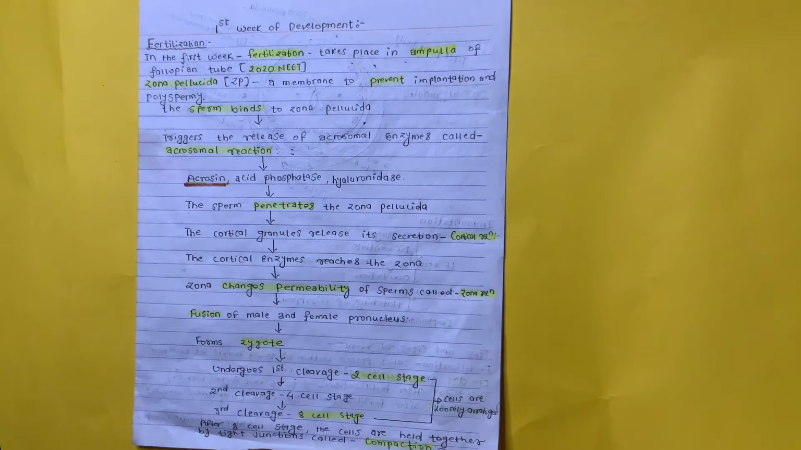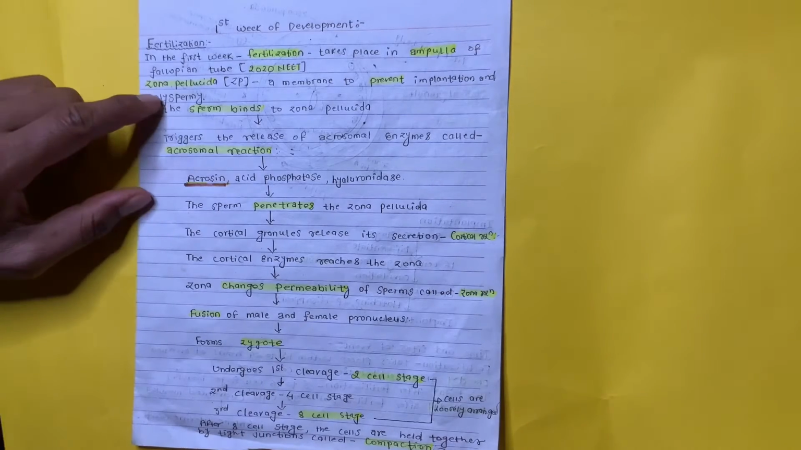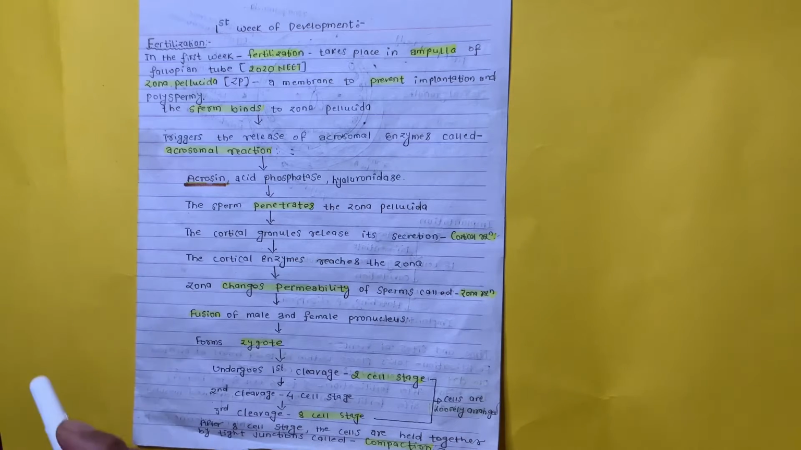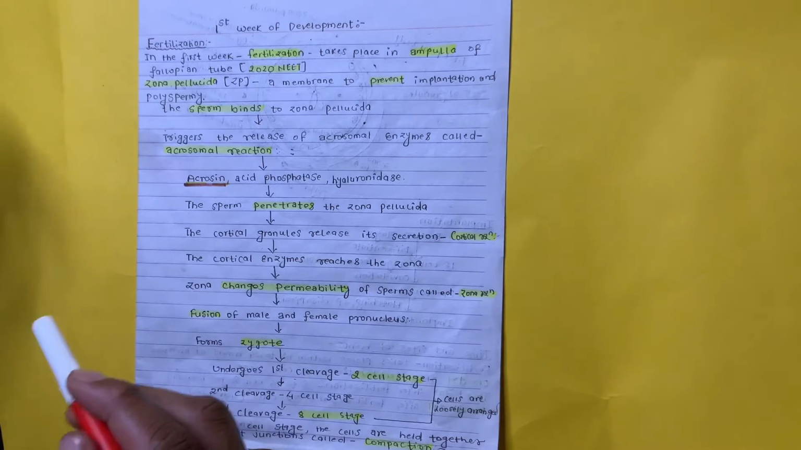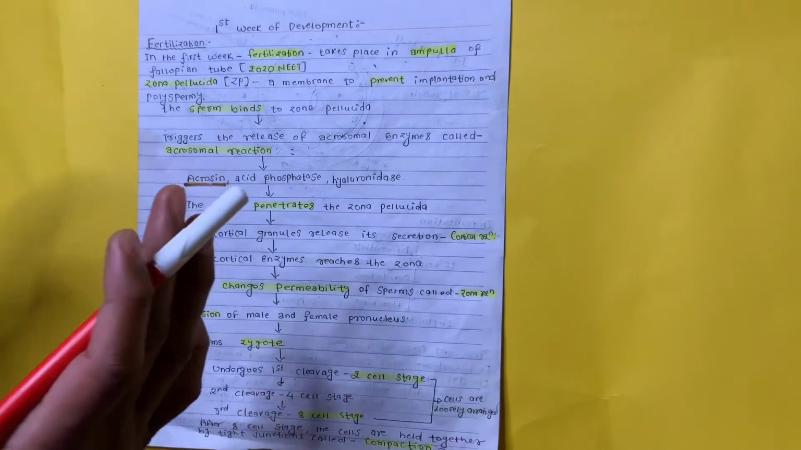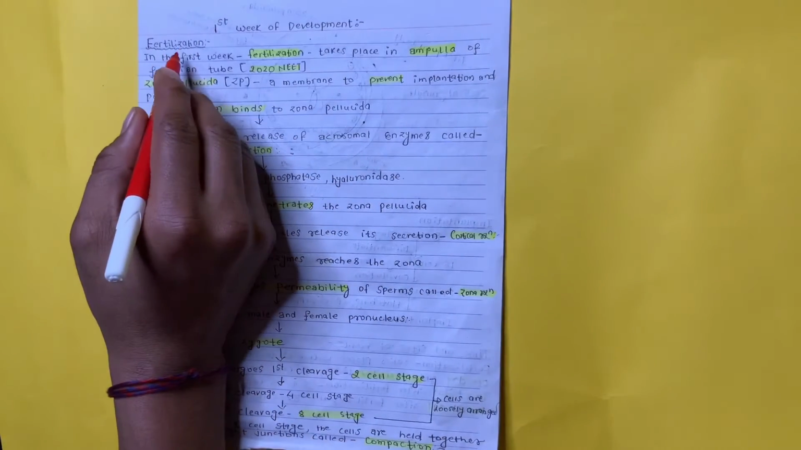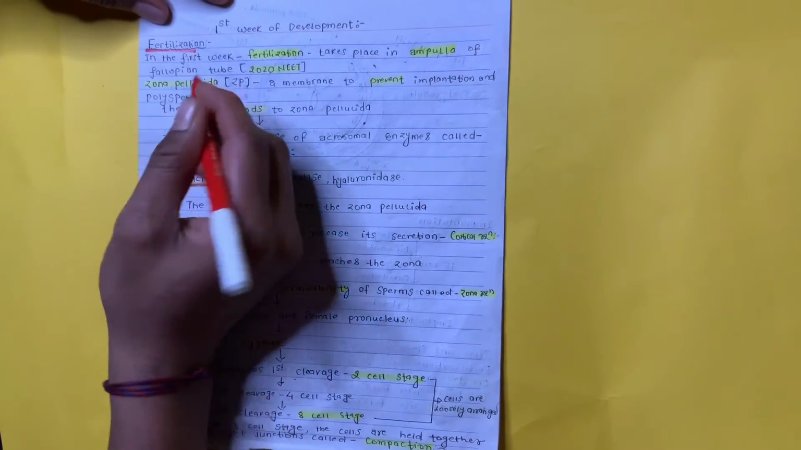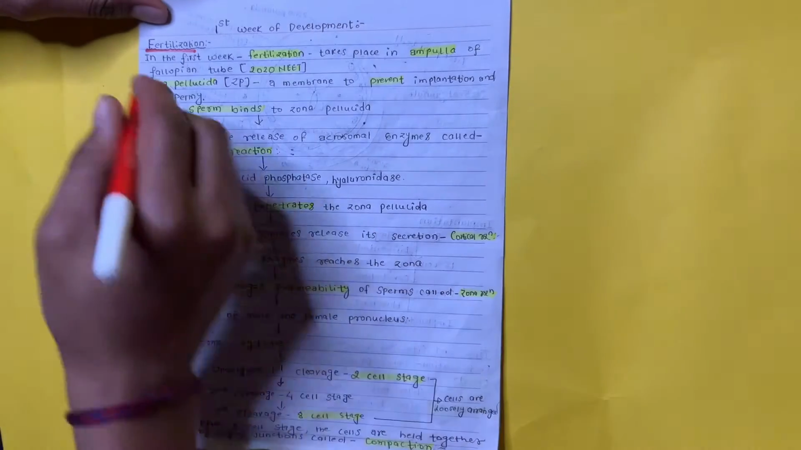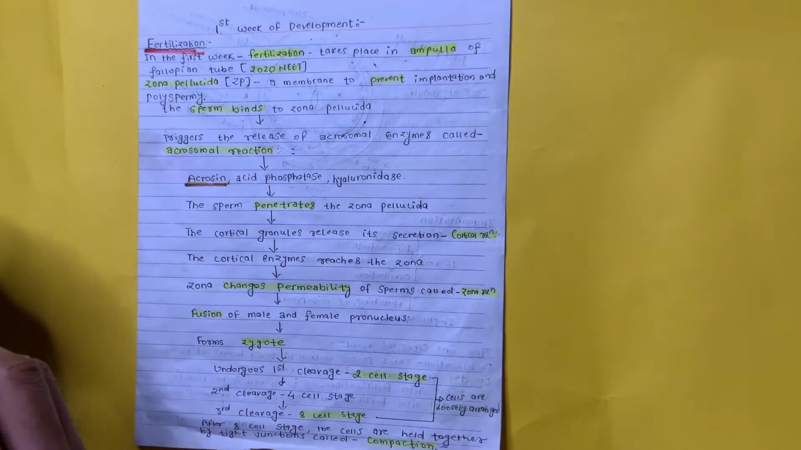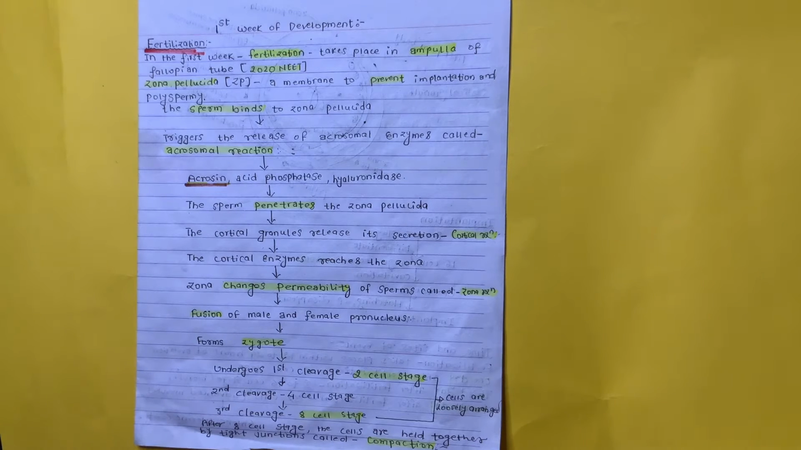Hello guys. So in this session we are going to discuss the first week of development. What does the first week of development include? It includes basically fertilization as well as implantation, right? First of all, we'll be discussing what fertilization is, then we'll be talking about implantation. Okay, so let's get started.